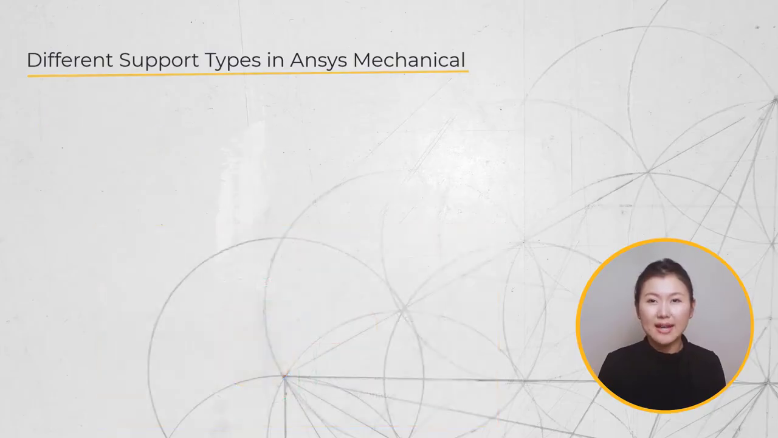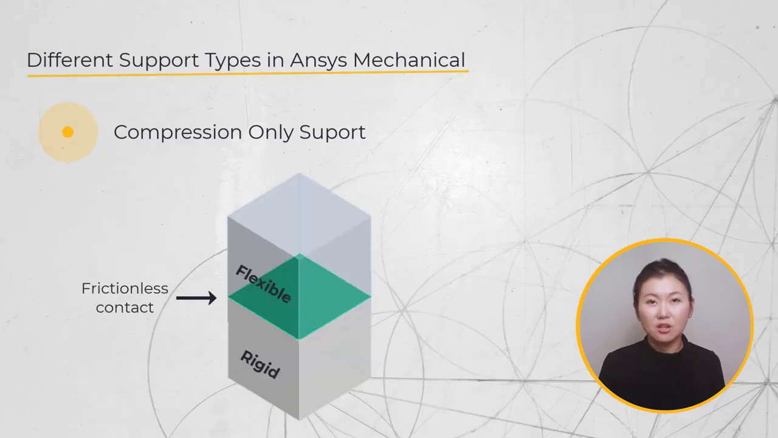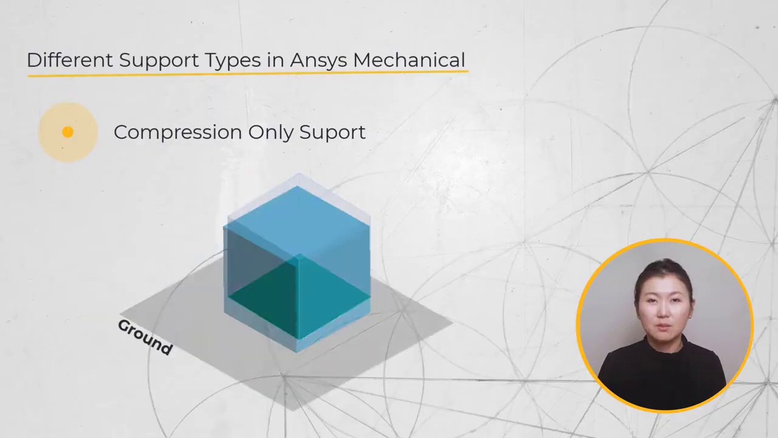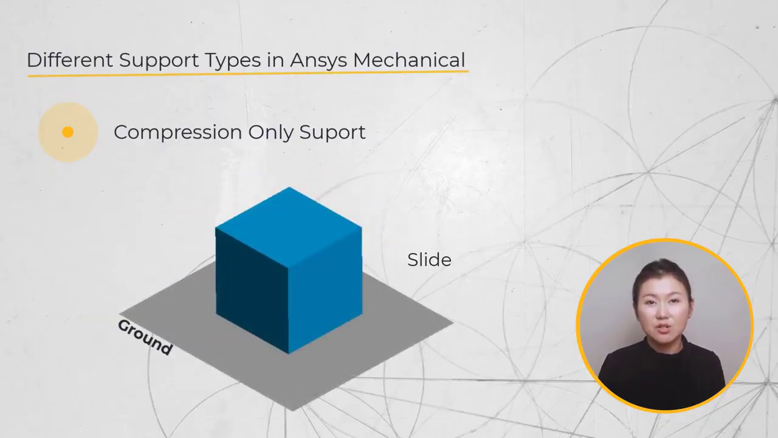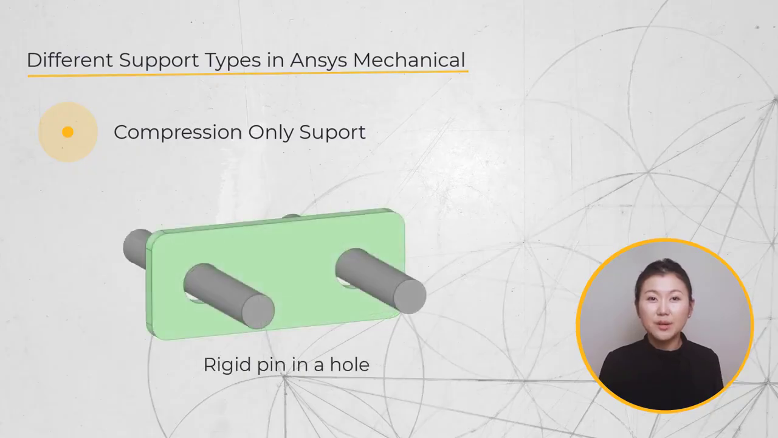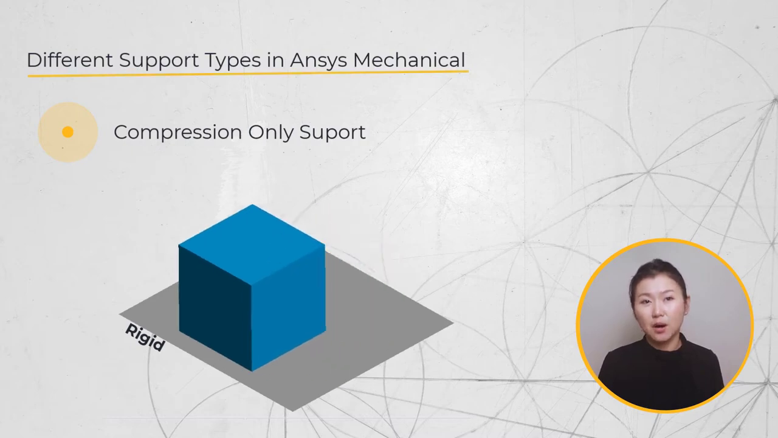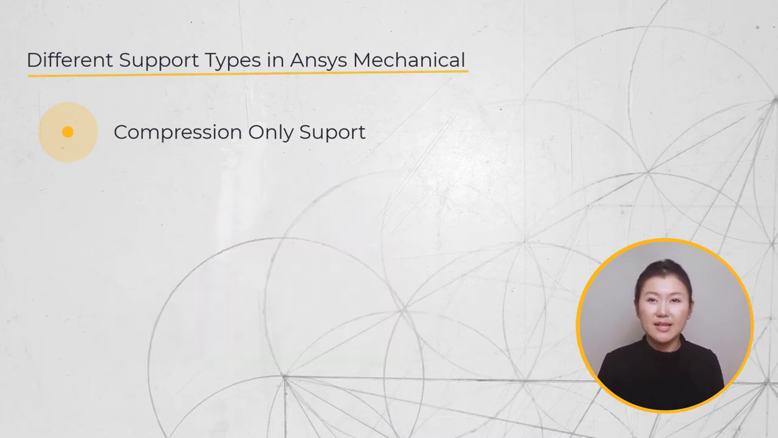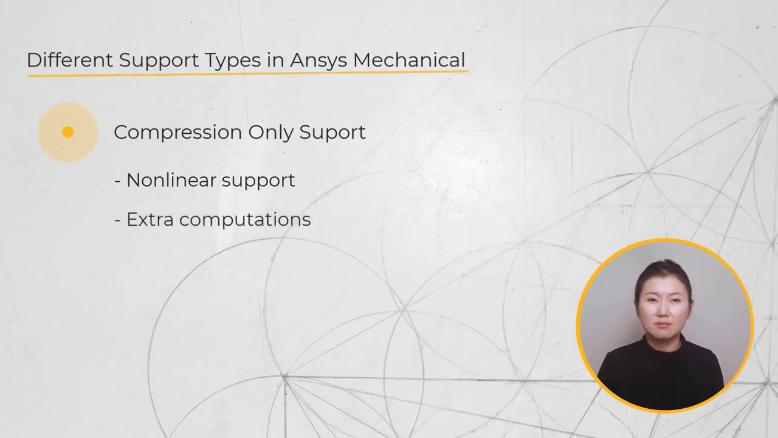Now let's move on to the next support, the compression-only support. This support can be thought of as frictionless contact with a rigid object not modeled. The body is free to slide in tangential direction, free to lift off in negative normal direction, but cannot move in the positive normal direction. This support is useful to model a rigid pin in a hole in large deflection analysis or something resting on a stiffer part. A point to note here is that this is a nonlinear support, so it takes extra computations.